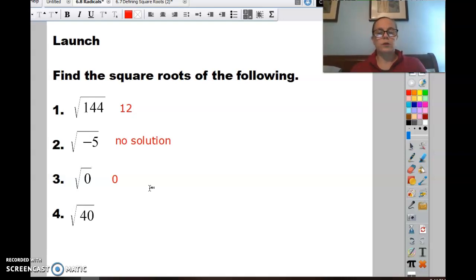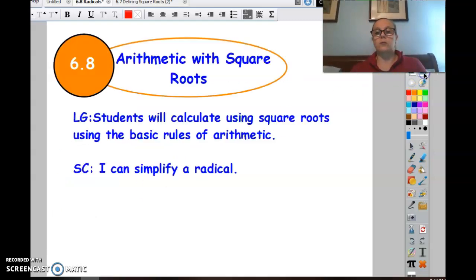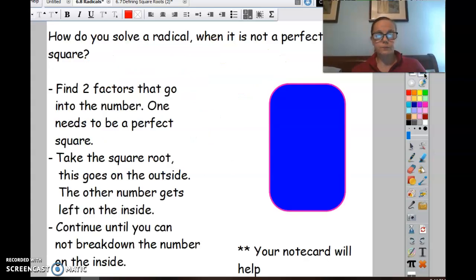So we're going to look at how we can simplify these square roots. And we call them radicals when they're not perfect squares. So we're going to work through exactly how we are going to simplify those today.